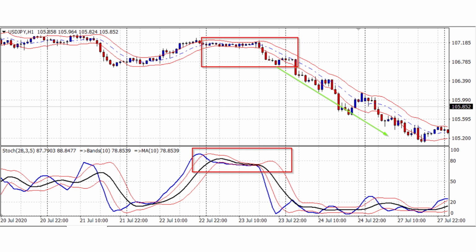Once you see this setup, then look to the indicators in the sub-window. In the sub-window, you should then see the stochastics oscillator trading below the moving average indicator and also outside of the Bollinger bands. The slope of all the indicators should also be sloping downward.